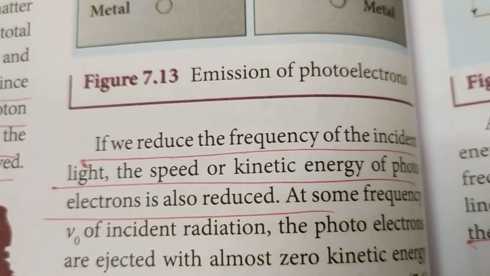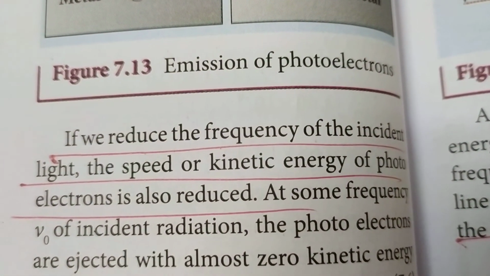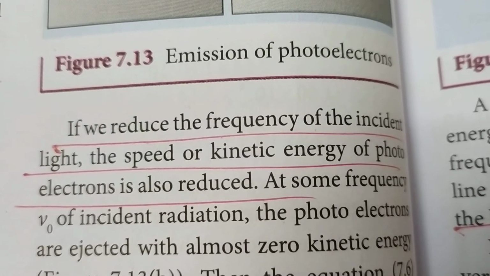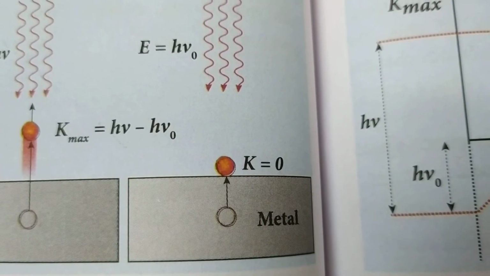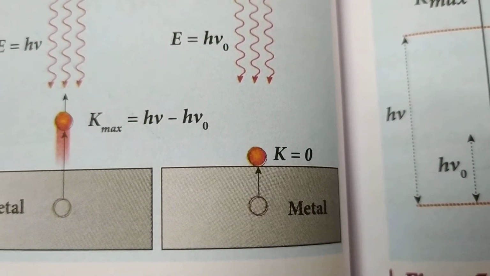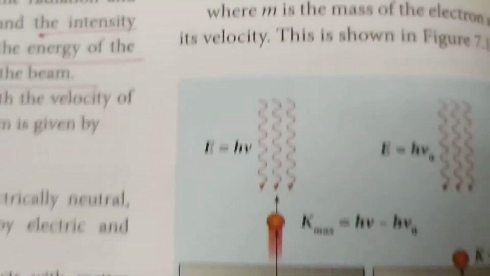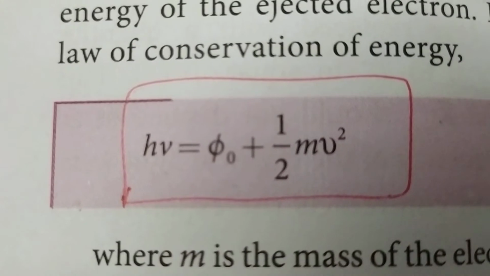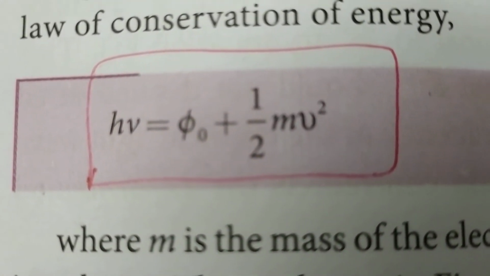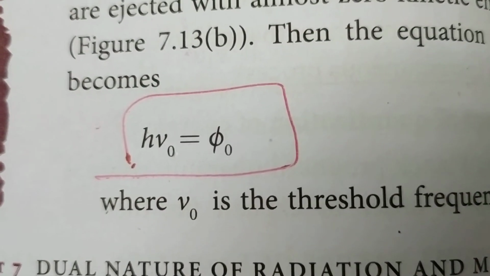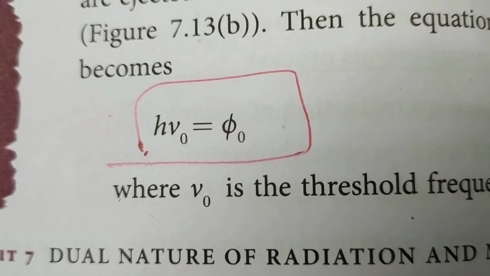And so in such a case, if we reduce the frequency of the incident radiation, the speed or kinetic energy of the photoelectrons is also reduced, and the kinetic energy becomes zero if the frequency is equal to the threshold frequency. So you can substitute that in the equation. Here h nu is equal to phi naught plus half mv square. The half mv square becomes zero. So h nu is equal to phi naught, and phi naught is nothing but the work function.